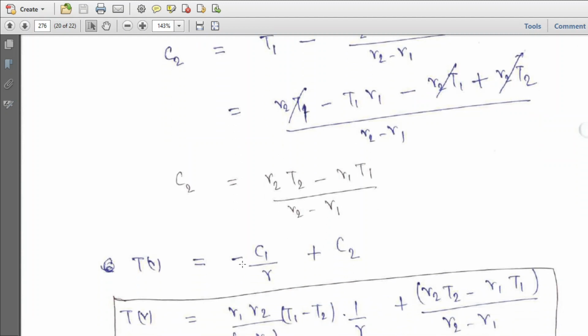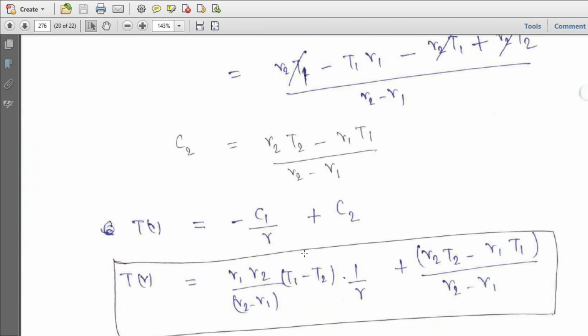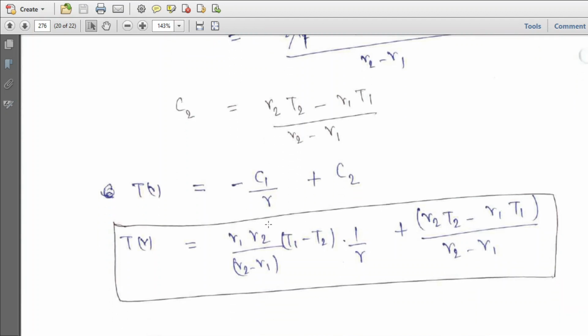Now temperature is minus C1 upon R plus C2. Substitute the constants C1 and C2. So your temperature equation is R1 R2 (T1 minus T2) divided by (R2 minus R1) multiplied by 1 upon R, plus (R2 T2 minus R1 T1) divided by (R2 minus R1).